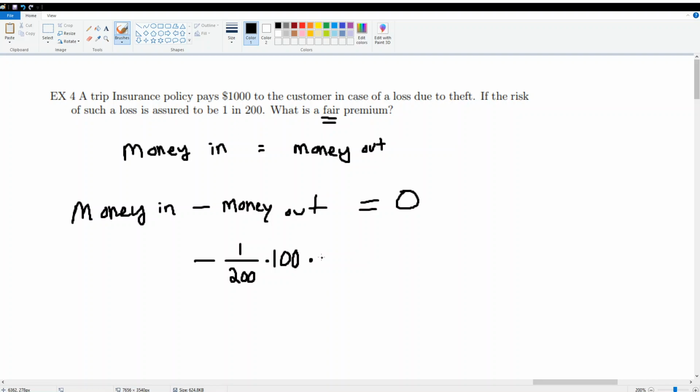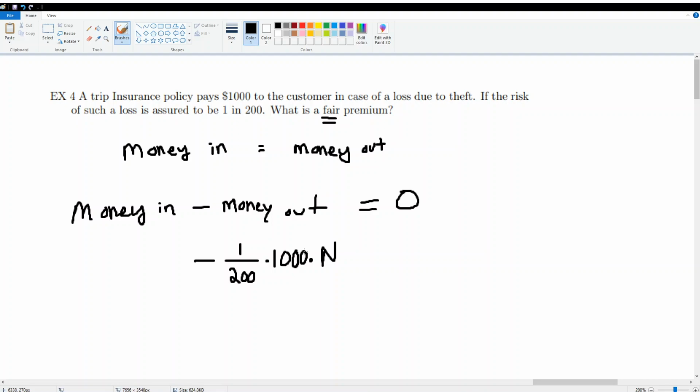And then times the number of customers we have. So the amount of money you're paying out is equal to the number of customers you have times 1,000, and then the chances of that 1,000 being paid out is 1 out of 200. So if we have 1,000 customers, statistically speaking, 5 of them on average will get paid out $1,000 each.